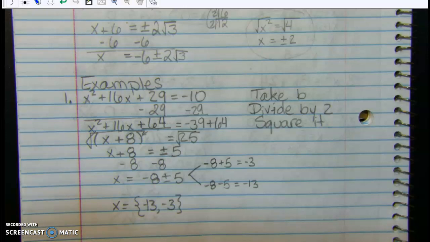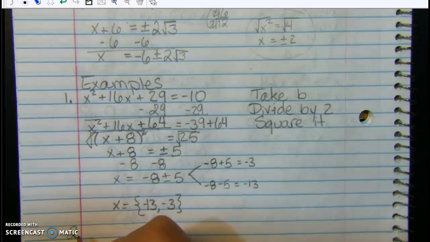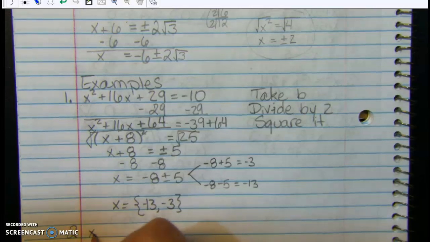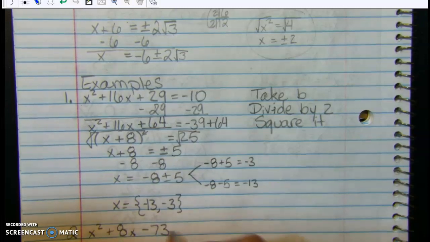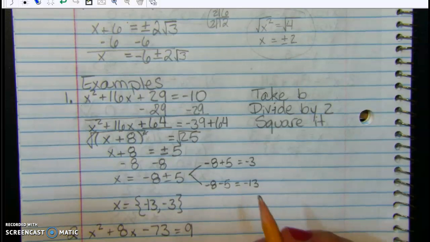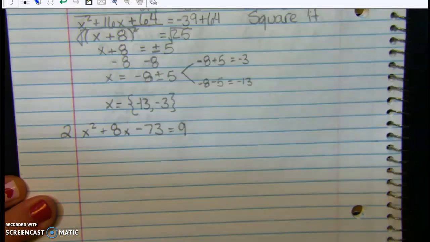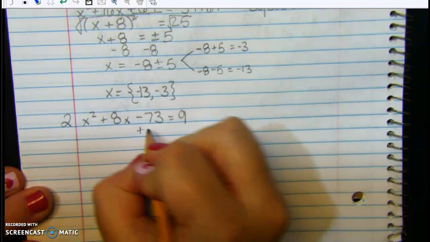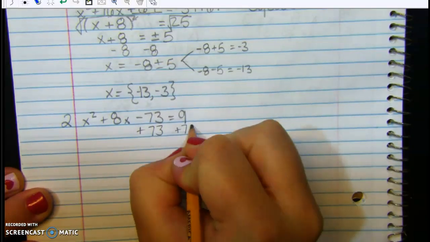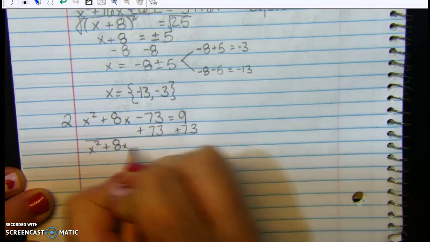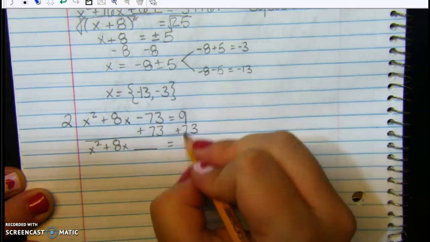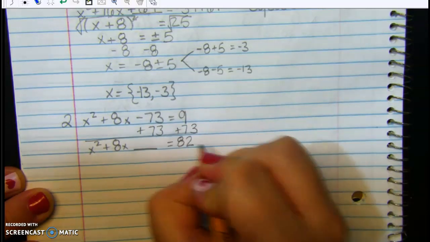All right, let's do one more example. I think I can fit it into the time. So number 2, I just have to get back to my examples. Number 2, let's try this one: x squared plus 8x minus 73 equals 9. All right, so here we go. First things first, move this over. This is going to be 82.